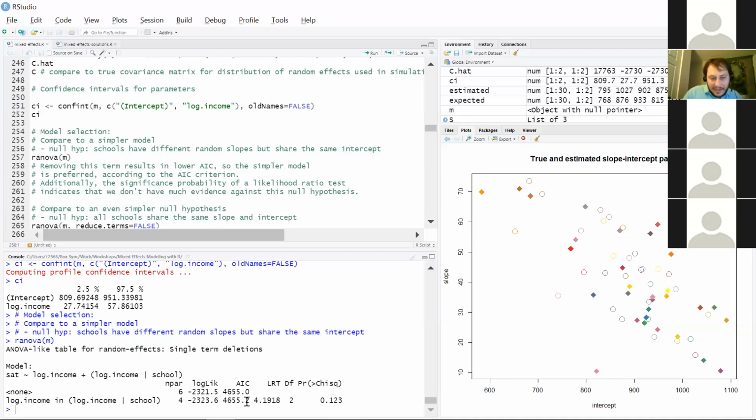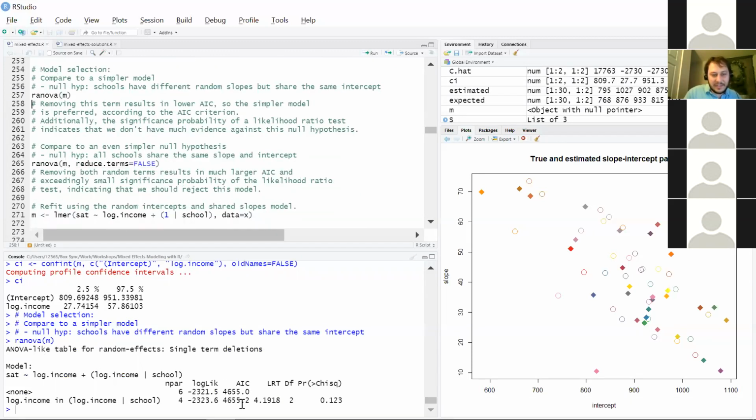And we can compare AICs, and actually, my comment here says that the removal results in lower AIC. That's from a previous version of the data. I guess I've changed the parameter since then. So actually it results in higher AIC, but it's not something you can rule out with a hypothesis test. You can't rule out the idea of dropping log income.